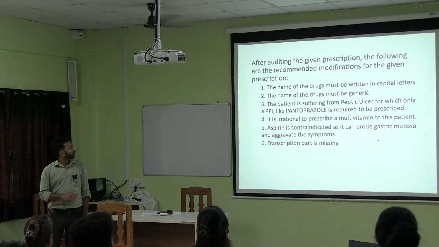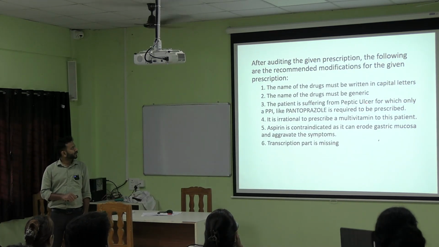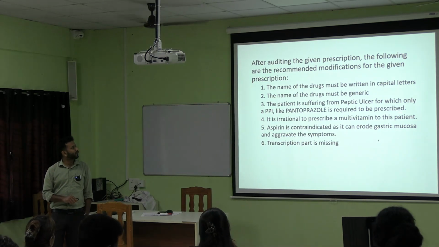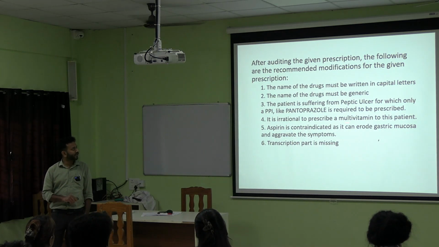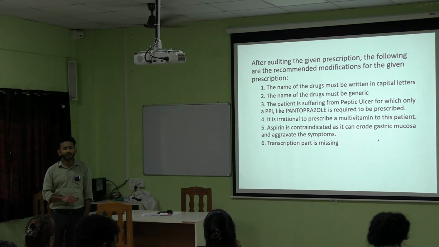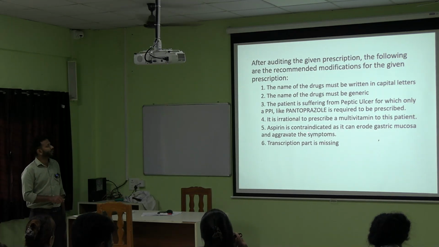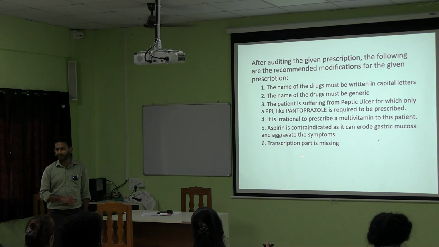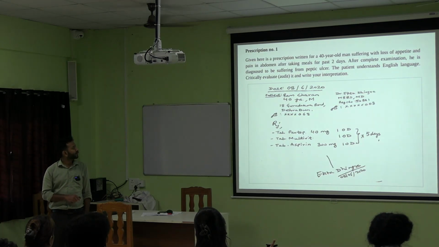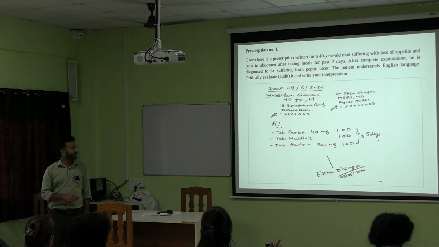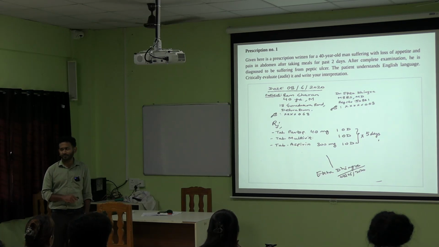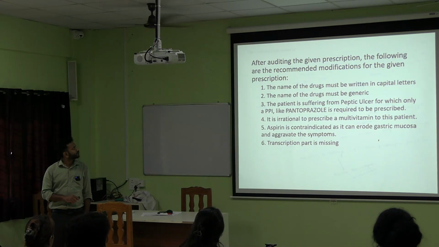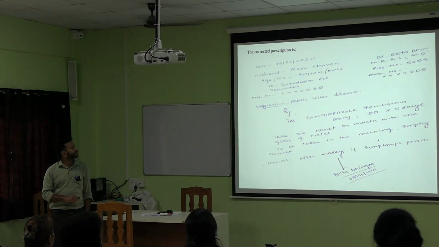The patient is suffering from peptic ulcer, for which only a PPI like pantoprazole is required to be prescribed. It is irrational to prescribe a multivitamin to this patient. Aspirin is contraindicated as it can erode gastric mucosa and aggravate the symptom. Transcription part is missing. Many of you are blindly copying this. Here what is missing? Transcription is missing. See, this is the corrected prescription.